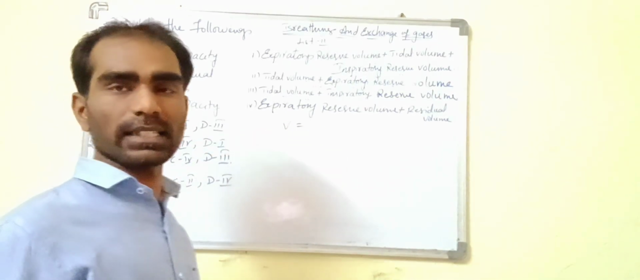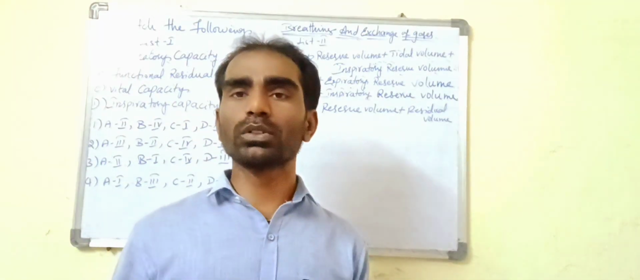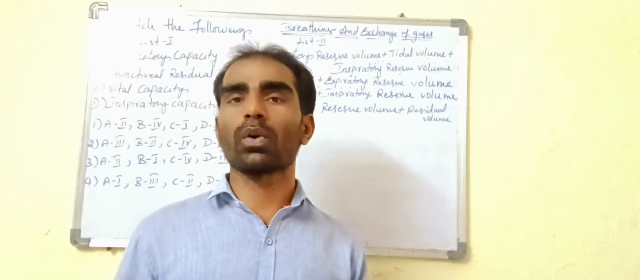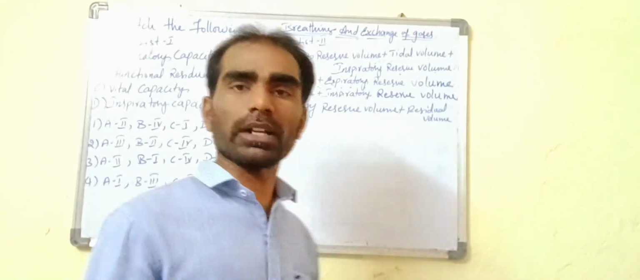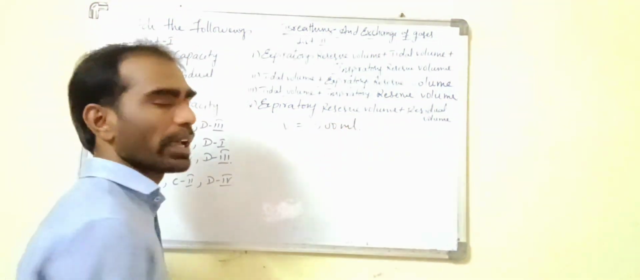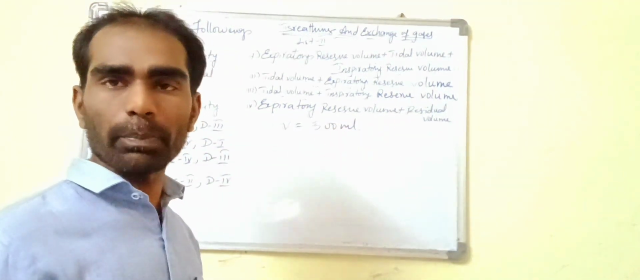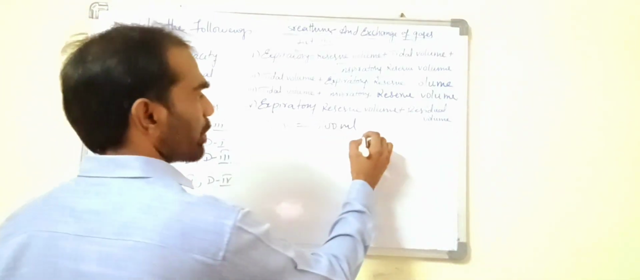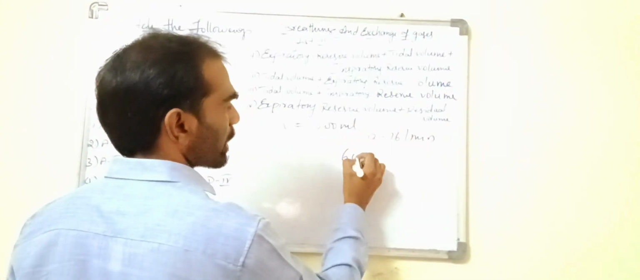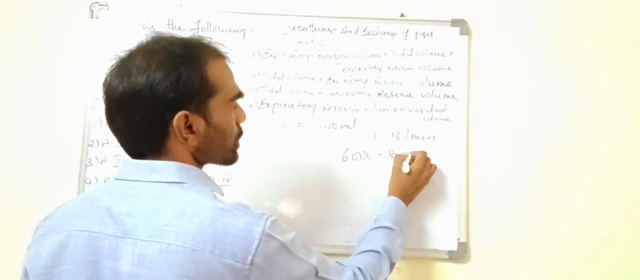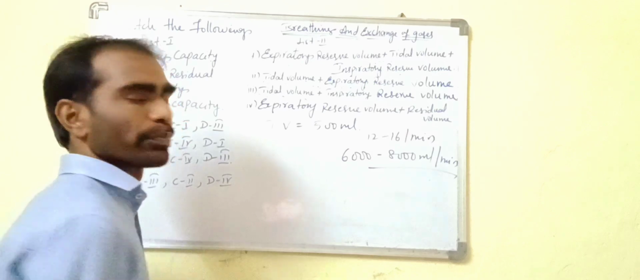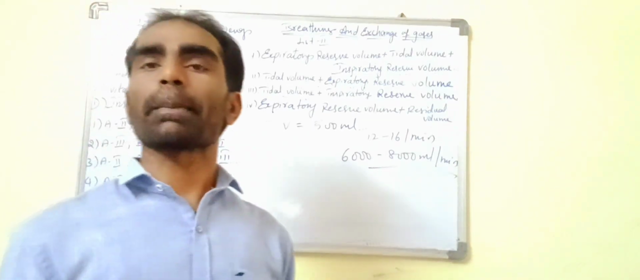What is the tidal volume? The amount of air you are inhaling and exhaling is called tidal volume. That is approximately 500 ml. If you are breathing 12 to 16 times per minute, then it is nothing but 6,000 to 8,000 ml of air you are breathing in a minute. That indicates your total lung capacities.